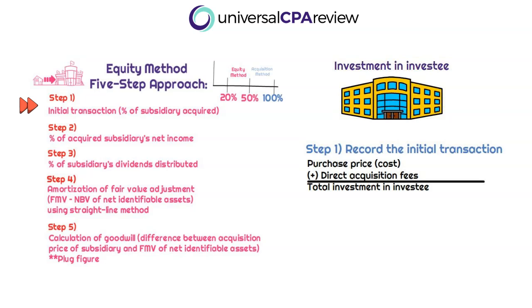Right? But we need to understand there's 2 different components. There's the purchase price, which could be different from the total investment in investee. Now, more often than not, they'll just tell us the total purchase price, and we'll have to assume that that includes any direct acquisition fees. But if they break it out, just make sure you remember to record them both. And to record this initial transaction on the balance sheet, we would just debit investment in investee and then credit cash.